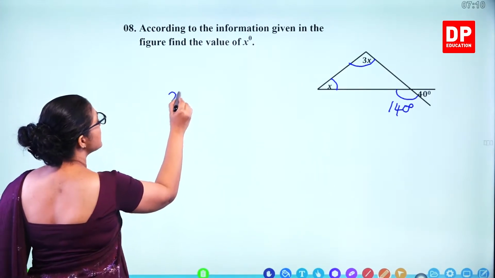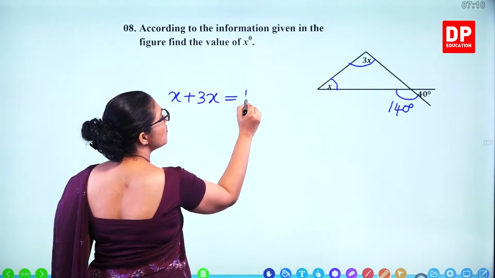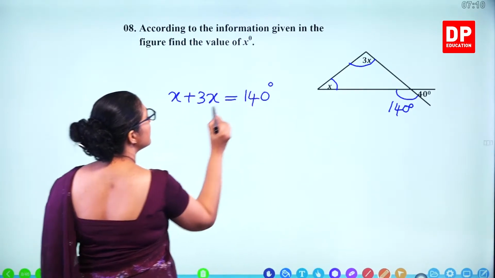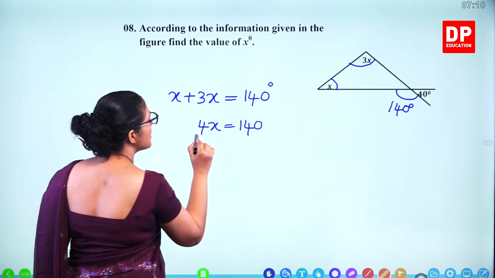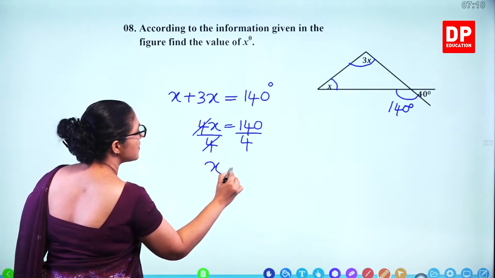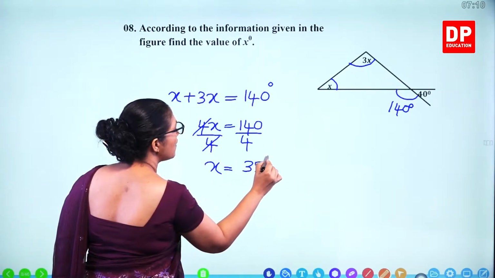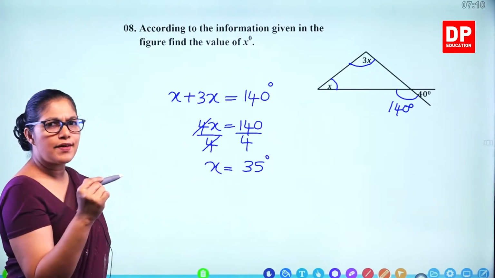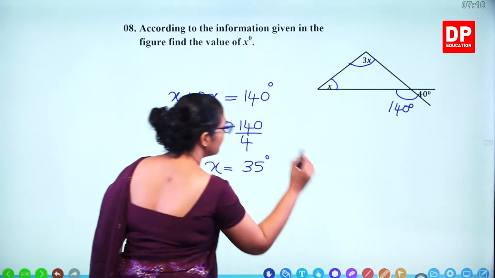So we can write: sum of opposite interior angles is equal to the exterior angle. So 4x equals 140. What's x? Divide by 4. You get x equals 35 degrees. 2 marks for that.